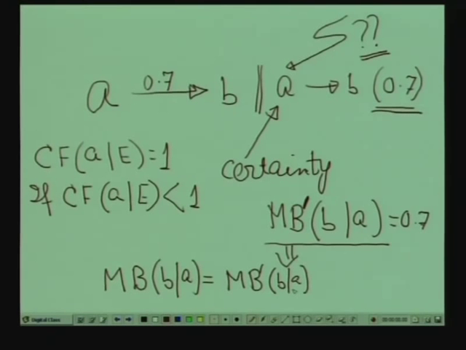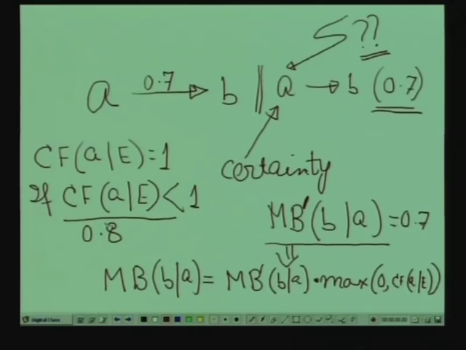MB prime of B given A is the measure of belief in B given A is known with certainty, and that would have been 0.7. But A is not known with certainty, so this has to be modified, and so we multiply this with max of 0 and the certainty factor of A given some evidence E. Suppose A is known with a belief of 0.8. In that case, this would have been modified to 0.7 times max of 0 and 0.8. So, it would be 0.56.